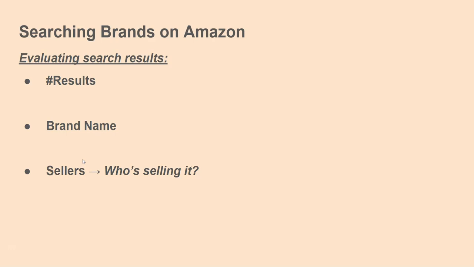And then finally, once you actually open the product results, you want to look at the sellers. This is really important. Who's selling it? Who is selling the products? Who's selling these products from this brand? Is it the brand owner? If it's the brand owner, that's pretty much a no-go. You don't want to jump on an Amazon listing to sell a product that the brand owner is already selling. You cannot sell the product alongside that brand owner, right?